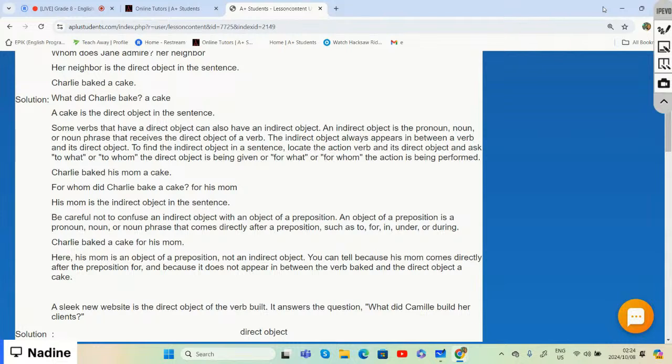So if the pronoun, the noun, or the noun phrase comes directly after the preposition, after words such as to, for, in, under, or during, then that is an object of a preposition. Now it's not an indirect object anymore. It is now an object of a preposition, because keep in mind that an indirect object you will find between the verb and a direct object.